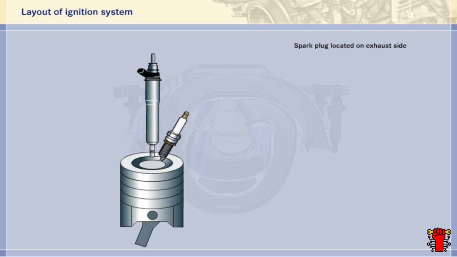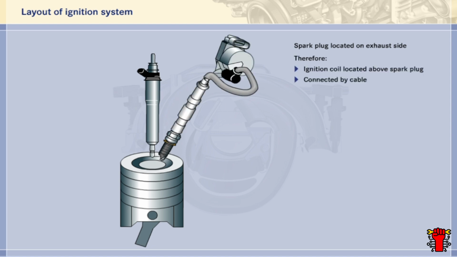As you saw earlier, the spark plug on the DE engine, unlike on the KE engine, is not positioned centrally above the cylinder. It is now located on the exhaust side. This also means that the ignition coil has had to move. Instead of being connected directly to the spark plug, it is positioned above it and connected to it by means of a cable.